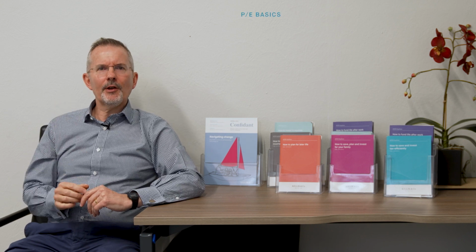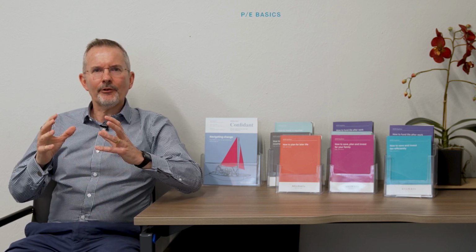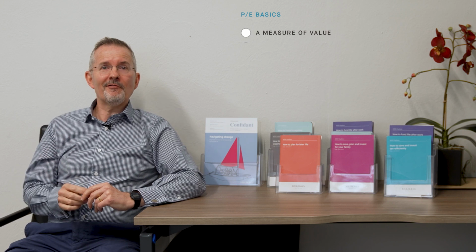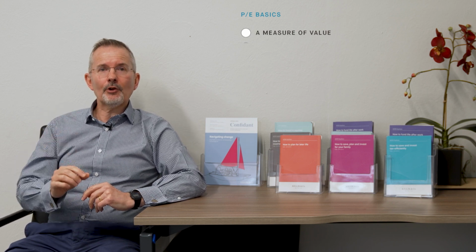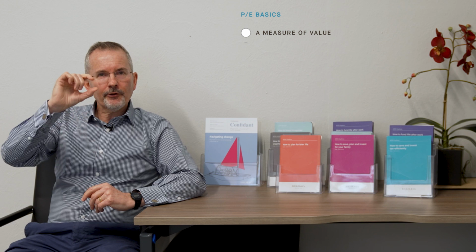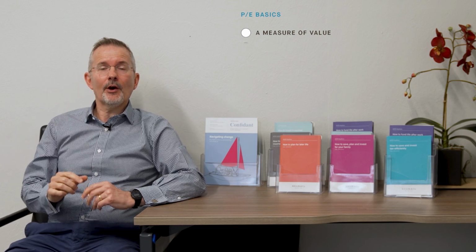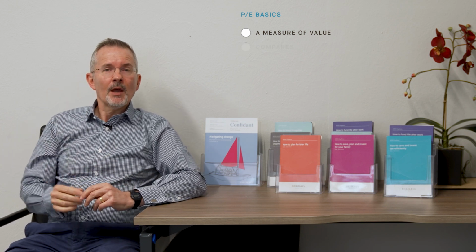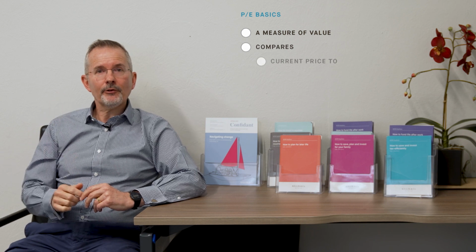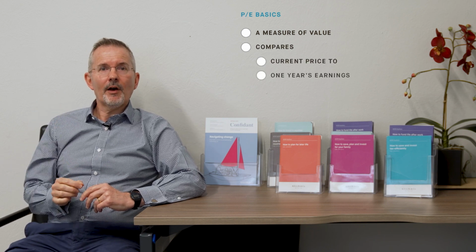So some price-earnings ratio basics. What is this thing? Well, first of all, it is a measure of value. It's a way of looking at a stock, getting a snapshot, a single number, a single metric, that tells you is the stock cheap or expensive. It's mechanically the current price versus 1 year of earnings.